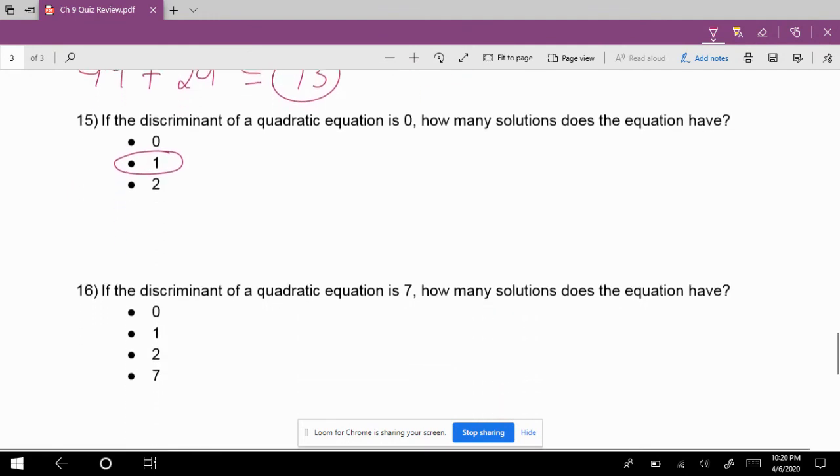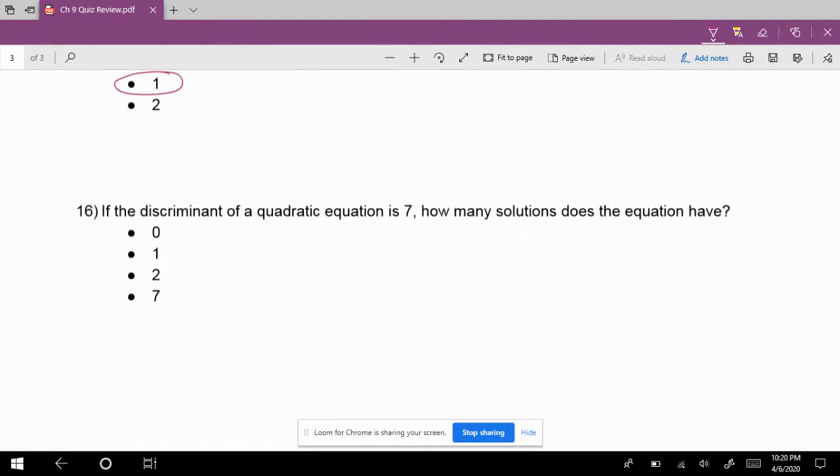Okay, last one is 16. So if your discriminant is 7, how many solutions does that have? Well, again, ask yourself, if you have the square root of 7, how many answers do you get? You get a decimal, but you get the positive of that decimal and the negative of that decimal, so that would be 2. The only one that wasn't talked about in this is, well, what if your discriminant was a negative number? Negative anything that you can think of. If your discriminant is negative, then you have no solutions because you can't take the square root of a negative, so that wouldn't work out.